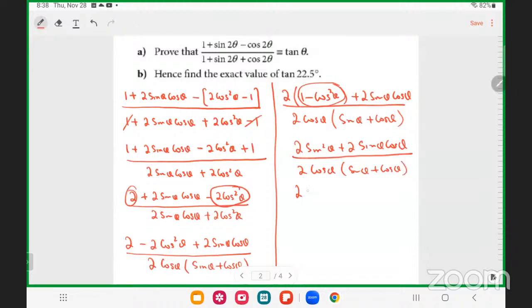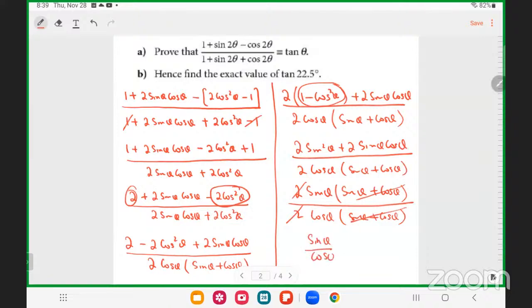If I take 2 sin theta common in the numerator, I'll be left with sin theta plus cos theta upon 2 cos theta sin theta plus cos theta. This cancels off, this cancels off. I'm left with sin theta over cos theta, which is tan theta. And hence I have proved the identity.